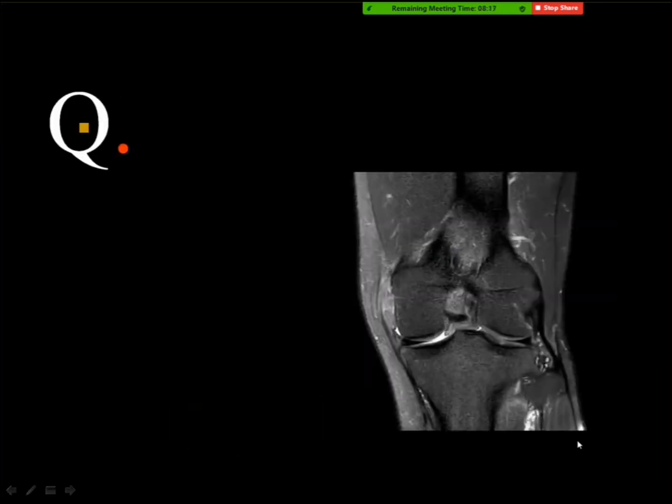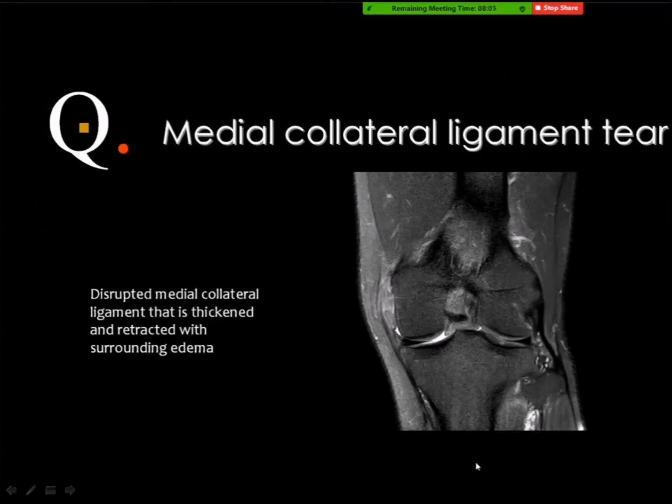MRI of the knee in the coronal image. The lesion in the medial collateral ligament. Yes, very good. Collateral ligament. And this is a medial collateral ligament tear, grade 3.